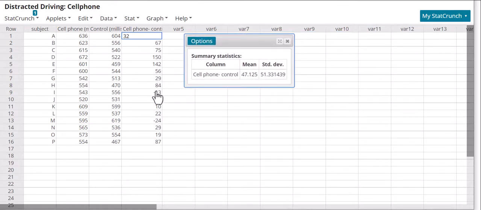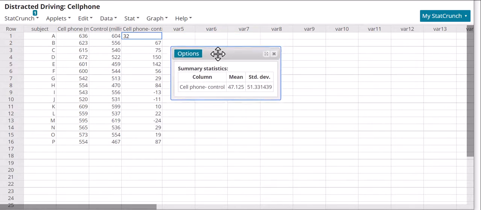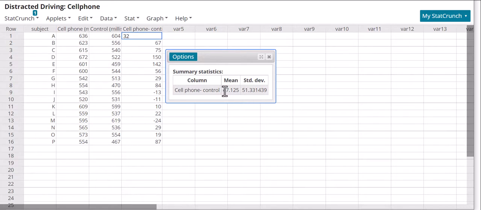Notice that there are 1, 2, 3 negatives. That means that these 3 students, student I, student J, and student M, actually had a delayed reaction time while they were in their control group. While they were just listening to music or an audiobook, they had a slower reaction time than when they were talking on a cell phone. But that was only 3 out of 16. Our mean is 47.125 and our standard deviation is 51.331.